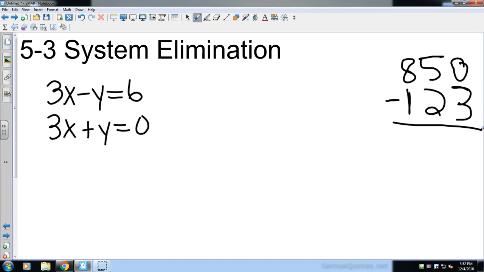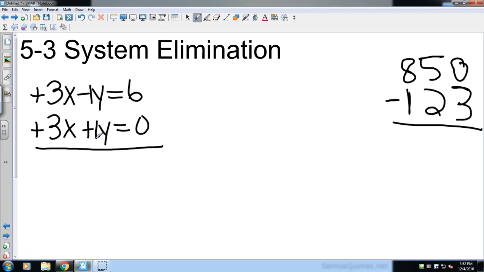Okay, so elimination means we're going to eliminate something. We're going to get rid of the x's or y's. In this case, if I just treated this as a problem, these are both positive 3x's, and so positive 3x plus 3x would give me 6x. That doesn't eliminate anything. But if I go over to the y's, negative y plus y, again, you might want to put your ones in there. Negative 1y plus 1y. Those are going to cancel.